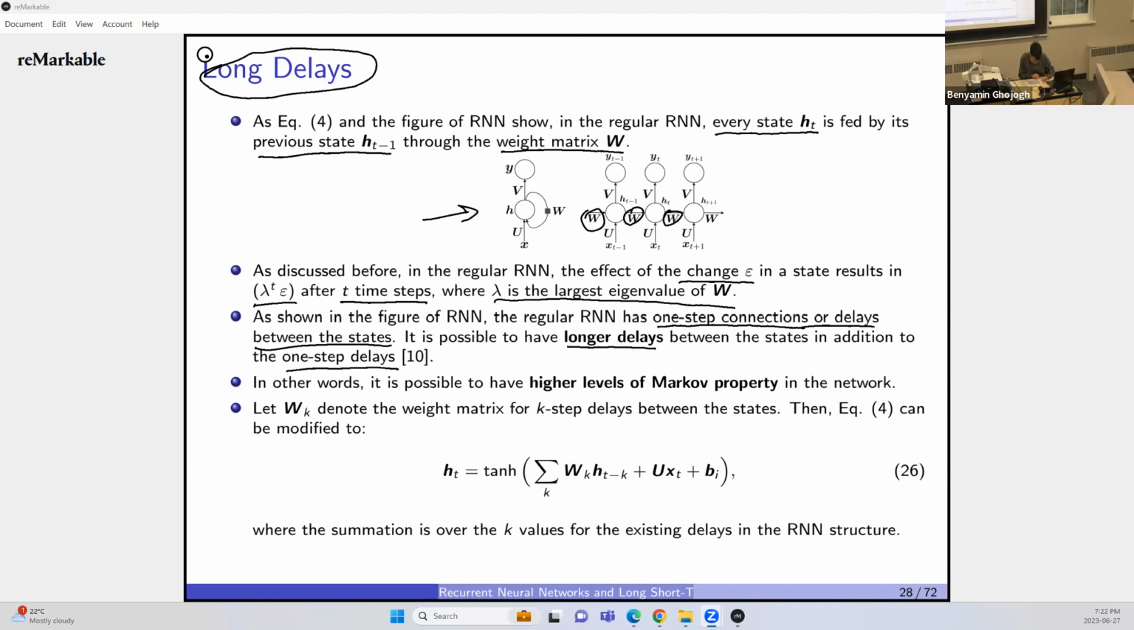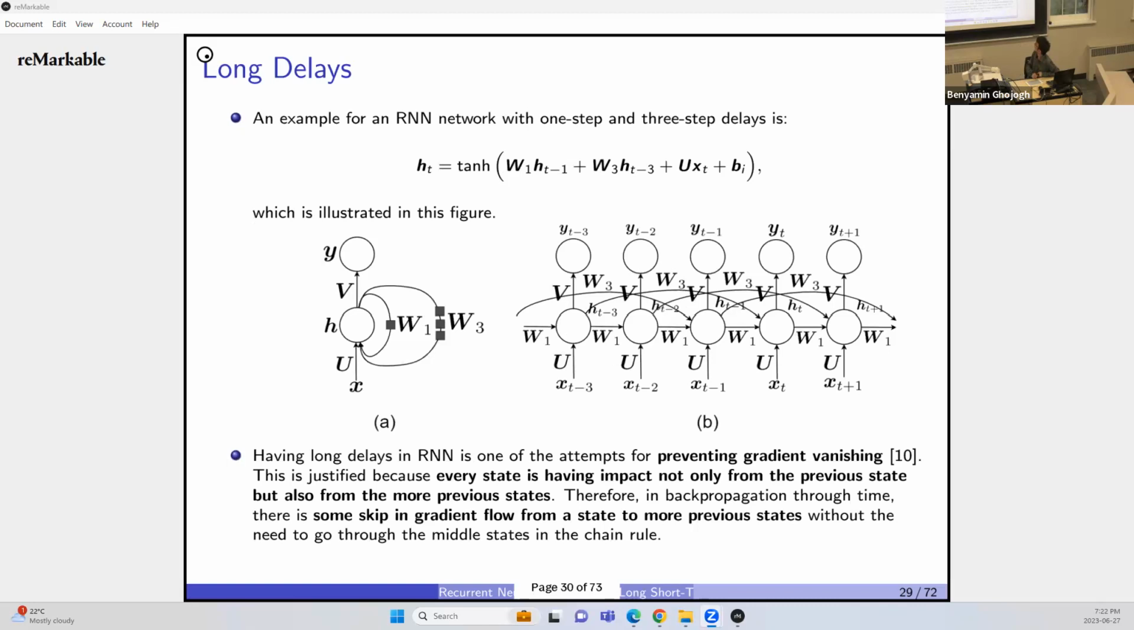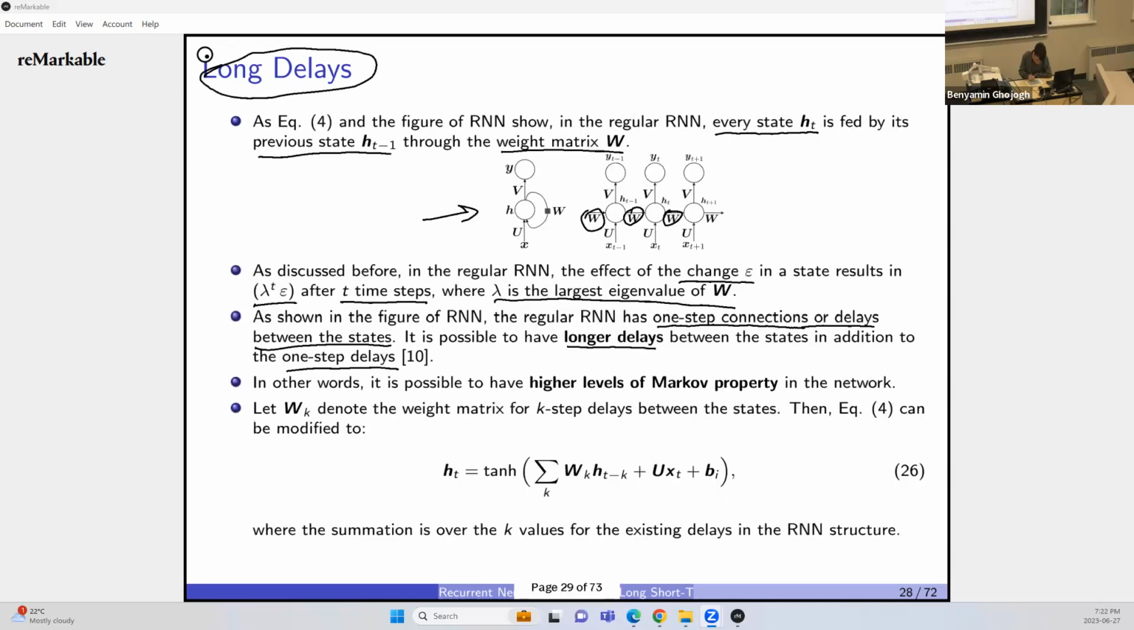I think I have the figure here. I hope I have it. Yeah, I have it. For example, here we can. What is this? So these delays are one-step delays, but these delays are 1, 2, 3, three-step delays, right? So we can have longer delays also. So that's one technique. In other words, it is possible to have higher levels of Markov property, rather than only one level of Markov property.